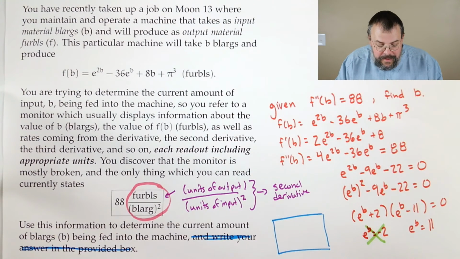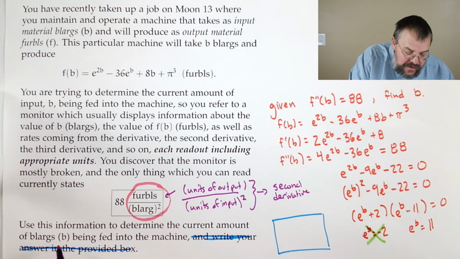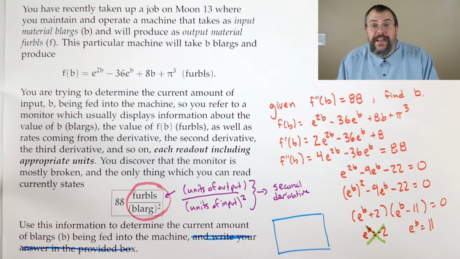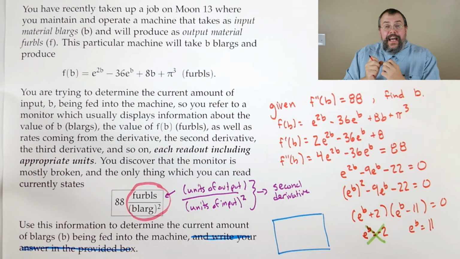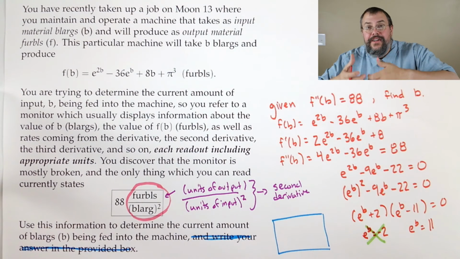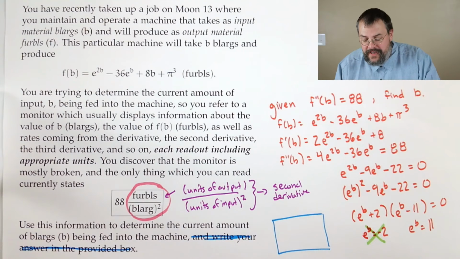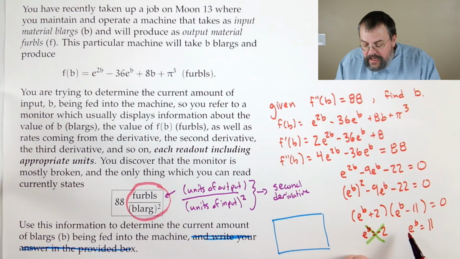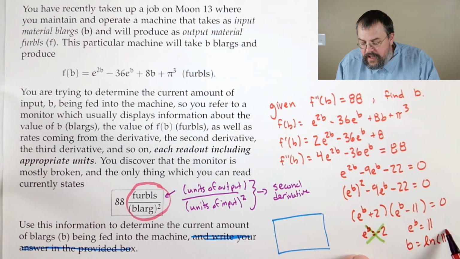Now, remember, what do we need? We need to find b. So if e to the b is 11, what is b? I've got to get the b out of the exponent. How do we free the b? How do we pull it down? Well, we need to undo the exponential, which means we need a logarithm. So that's how we get things out of the exponent. So take the log of both sides, and we get b equals the natural log of 11.